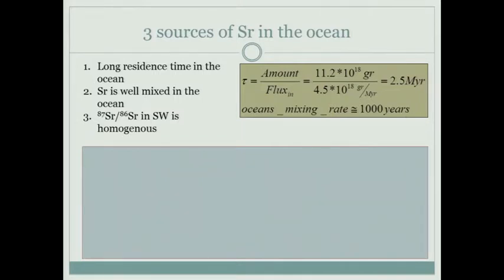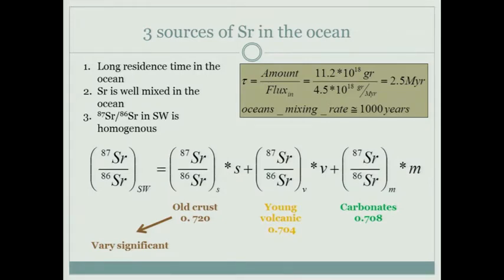And so strontium is very good in that matter. And just a moment. So if we look at a very simple equation, what we measure in seawater is a combination of at least three sources, which each have their own fraction. One is the old crust that can get up to 0.720, young volcanics of 0.704, and carbonate of 0.708. So why would the isotopic composition of the seawater change with time? Which of the fractions of each ratio, like S, V, and M, is likely to change?